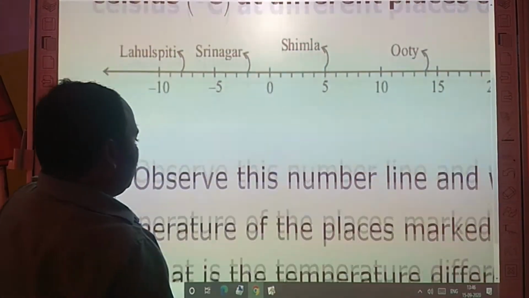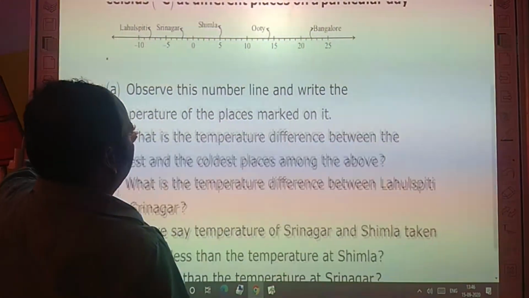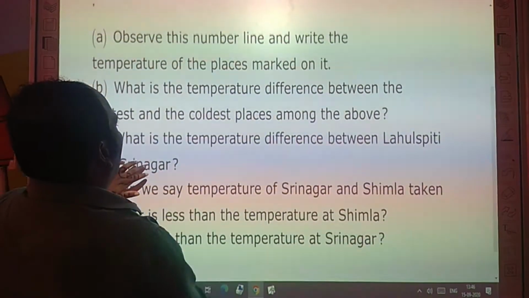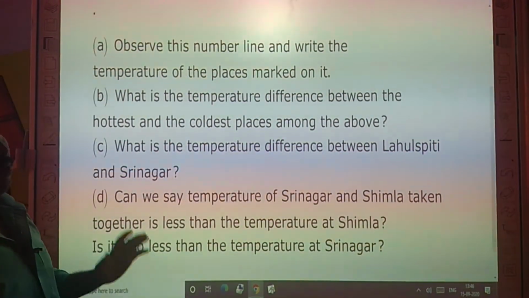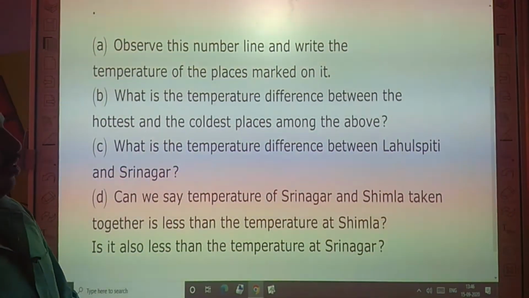But our question part is the first one: observe this number line and write the temperature of the places. Mark on it.